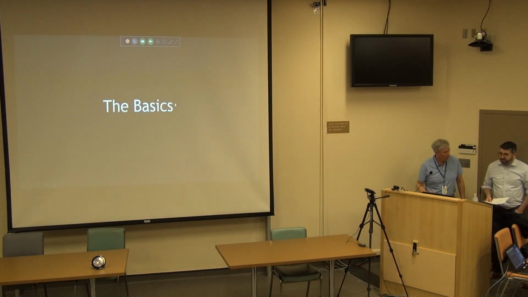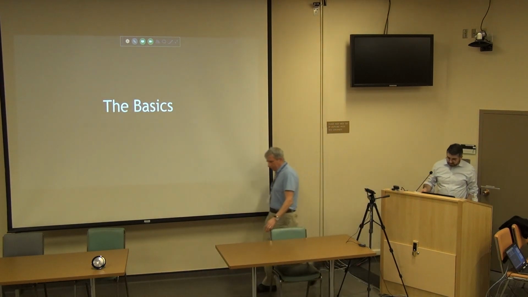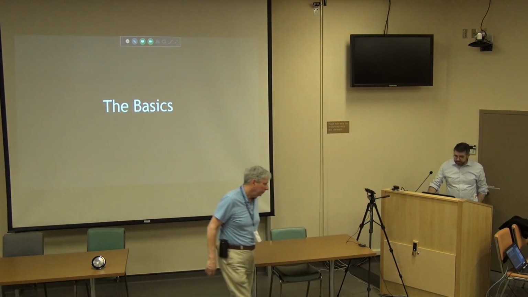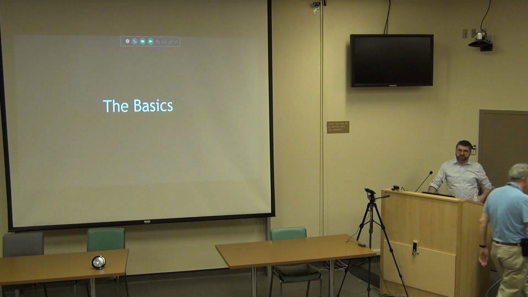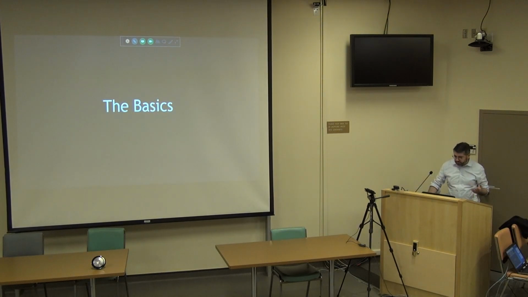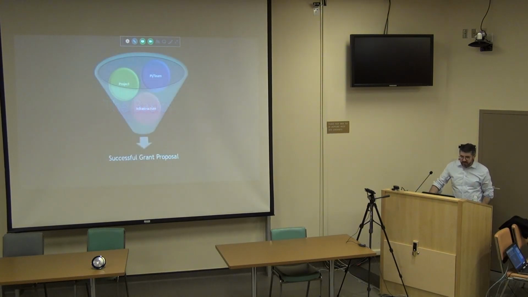Just click on that. So let's start with the basics. I have a couple slides here, and feel free to interrupt me anytime if you have any questions or want to make a comment. So I want to think about the various parts that compose a successful grant proposal. Sometimes this is called the proposal pyramid, and I've seen it as a triangle. But here I put it as 3 elements that go into, I don't know what that is, a funnel, I guess, and come out with a successful grant proposal on the other end.